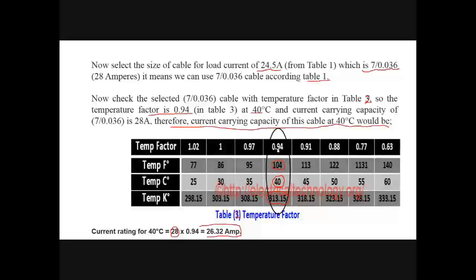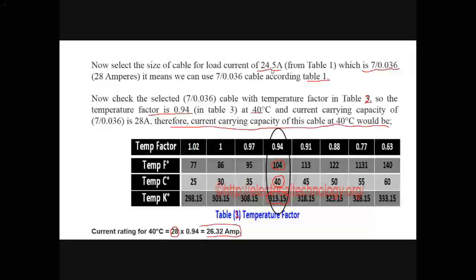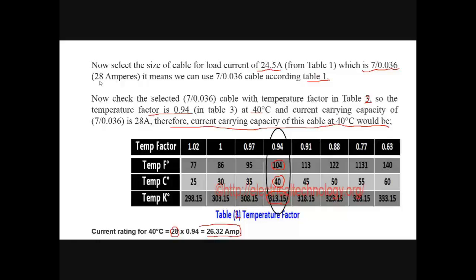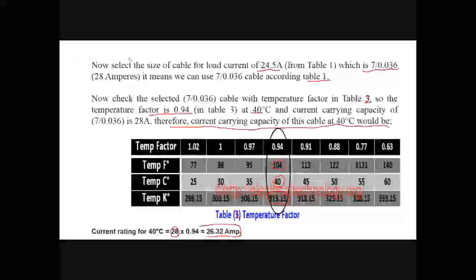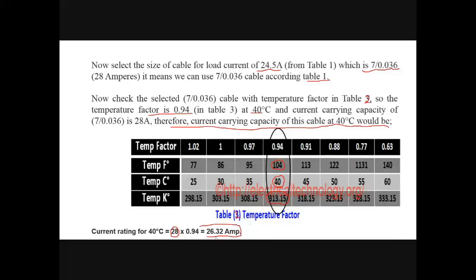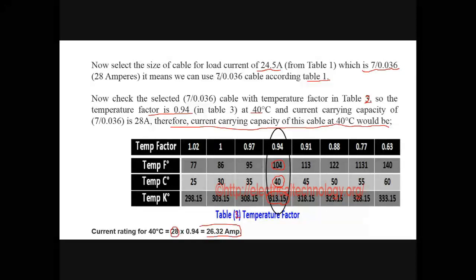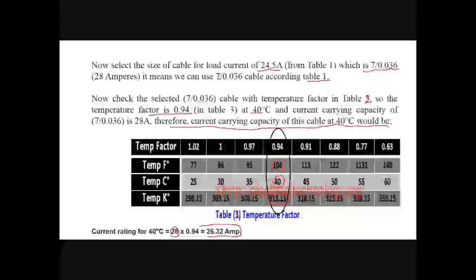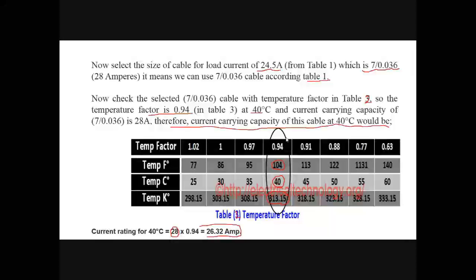For 40 degrees Celsius, we take the temperature factor as 0.94. We have to multiply this 0.94 by 28. We are not going to multiply 0.94 by 24.5, because inside the table we are taking this 28 as a maximum limit. So 28 into 0.94 gives us 26.32. Obviously, this value is also not available in the table, so we use the upper limit 28. So the cable size remains the same.